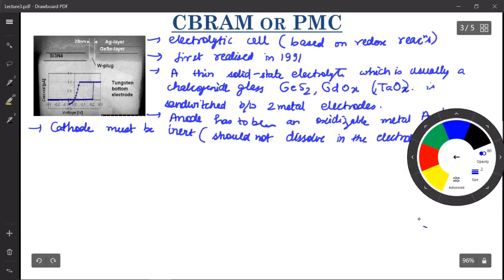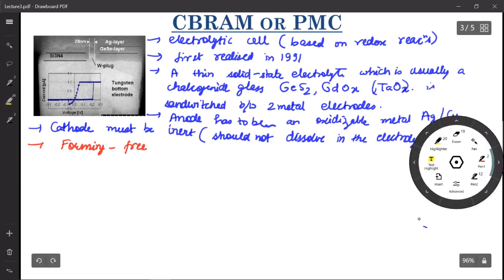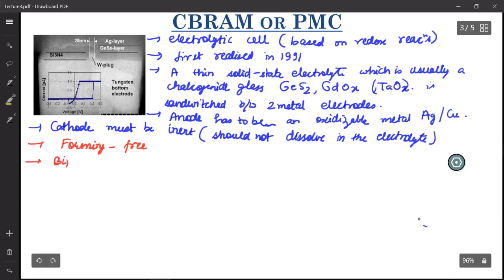The best part about this device is that it's forming free. You don't need a forming process, so energy wise it's quite efficient. Also, it's bipolar. PMCs or CB RAMs are bipolar. You cannot have a unipolar PMC or CB RAM.